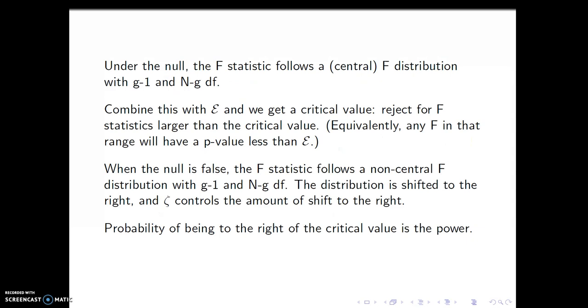Under the null, the F statistic follows a central distribution, hence that non-centrality parameter is 0, with G minus 1 and N minus G degrees of freedom. Combine this with epsilon and we get a critical value. Reject for any F value larger than that critical value. And we've done this; we tend to use the p-value in class, of course.